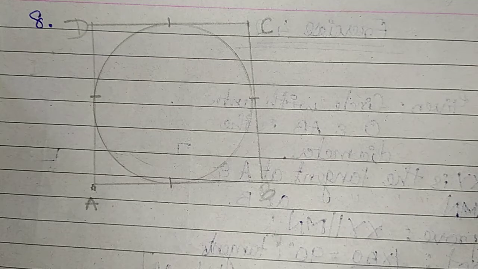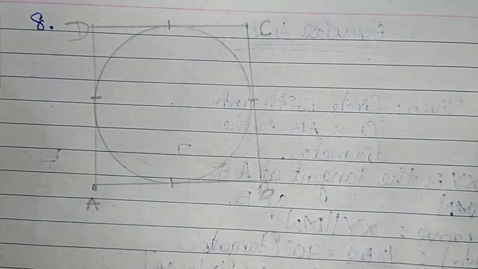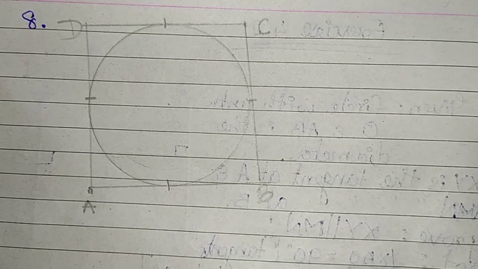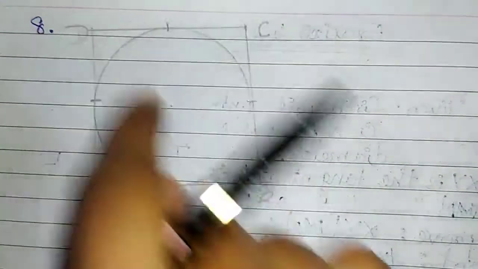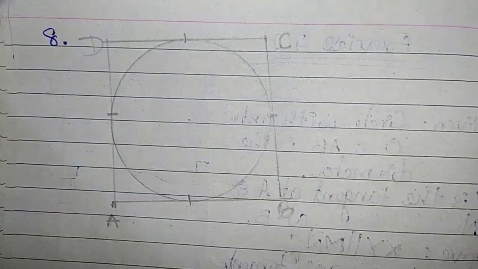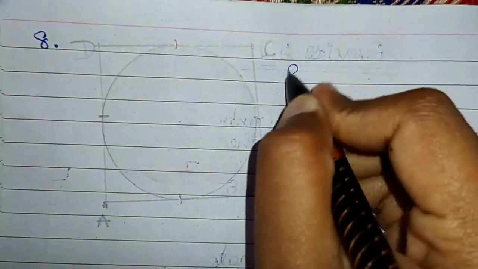So in the 8th question, a quadrilateral ABCD is drawn to circumscribe a circle. Prove that, just as shown in the figure. The figure has been given in your textbook. Show that or prove that AB plus CD is equal to AD plus BC. We have to prove that. So first, ABCD is the quadrilateral given.